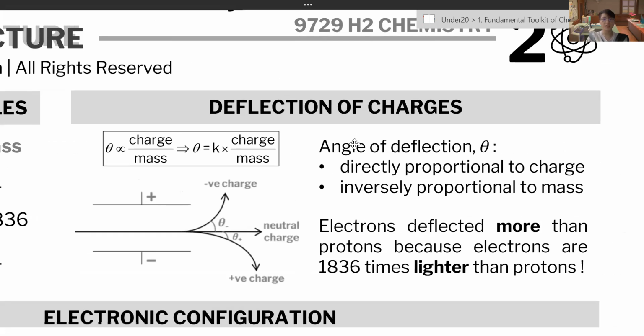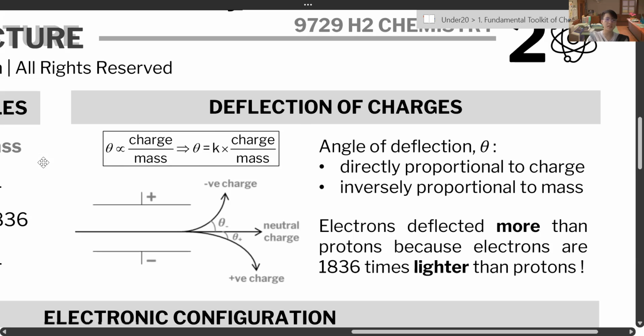This angle of deflection is also inversely proportional to the mass. So think of it as like you're using a fan to blow a ping pong ball versus a bowling ball. So obviously the ping pong ball is going to fly, right? Okay, this is just an analogy, so think of it that way. Something that is lighter will fly more than something that is heavier. So you put all of this together and you get this relationship. Theta is proportional to charge over mass.